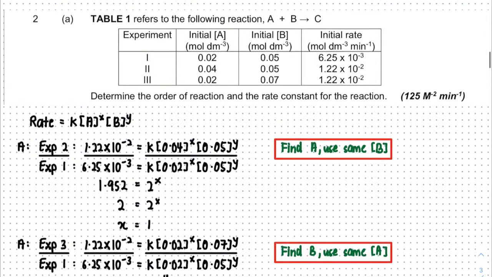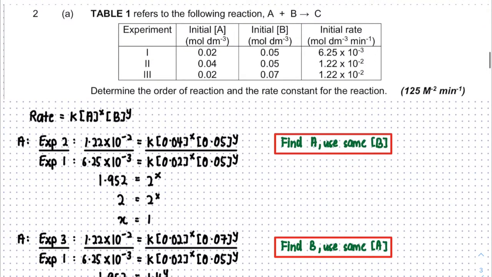Okay, question number 2. Table 1 refers to the following reaction. Determine the order of reaction and the rate constant for the reaction itself. So how do we find the order of reaction? Before we determine the order of reaction, we have to write down the rate law. This is what we call the rate law. Rate law is different from differential rate.